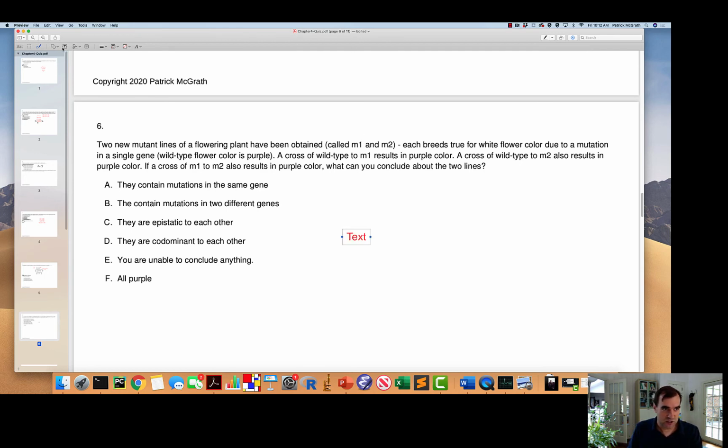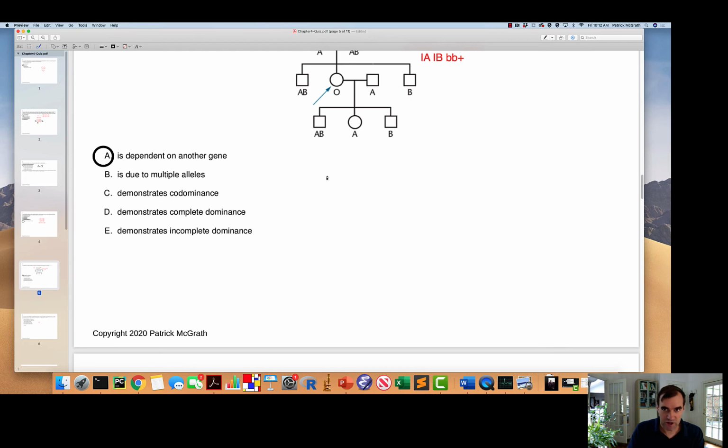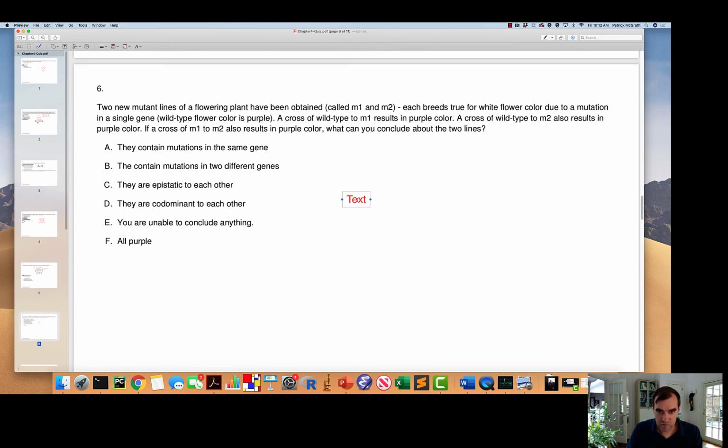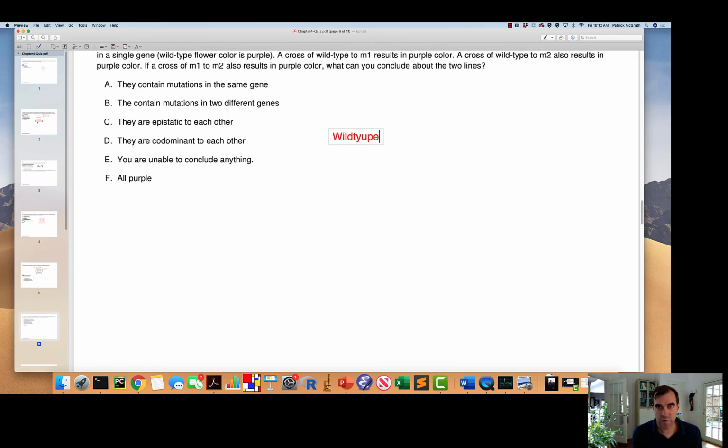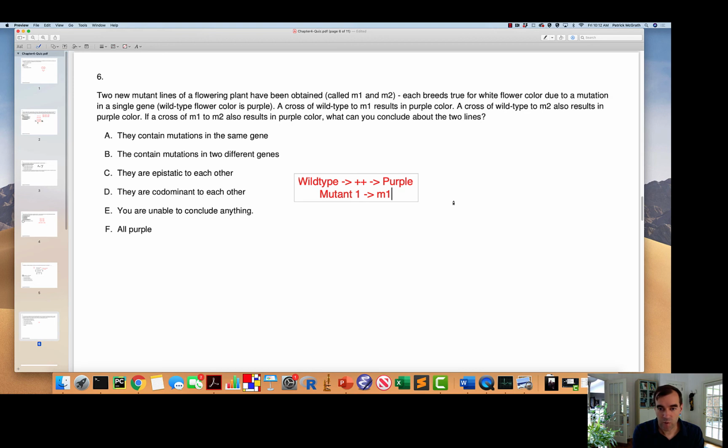And so this is Drosophila, so we're following the Drosophila nomenclature for alleles. So wild type is ++, and that is purple. Mutant 1 is M1, and that is white, and mutant 2 is M2, and that is white.